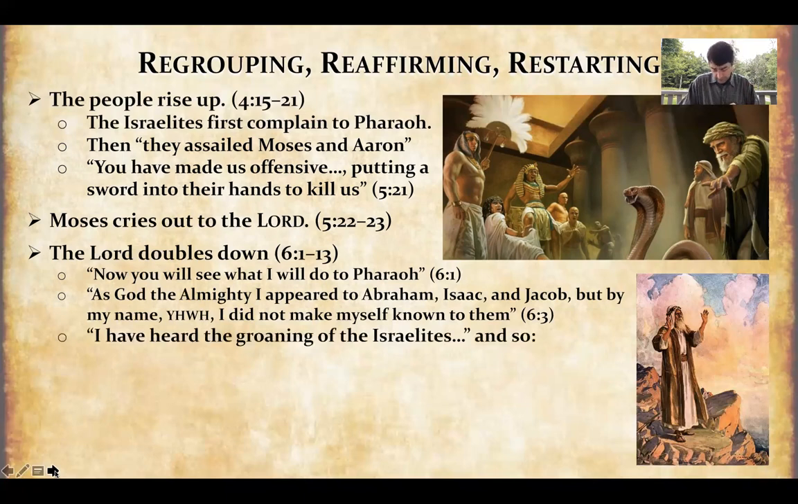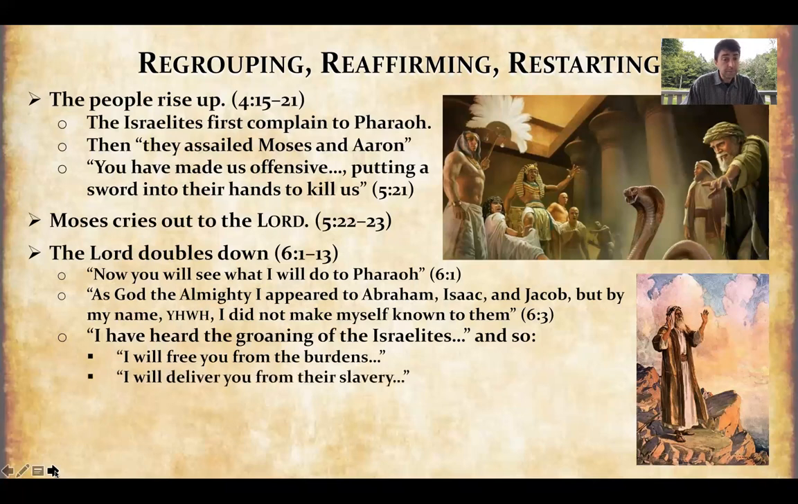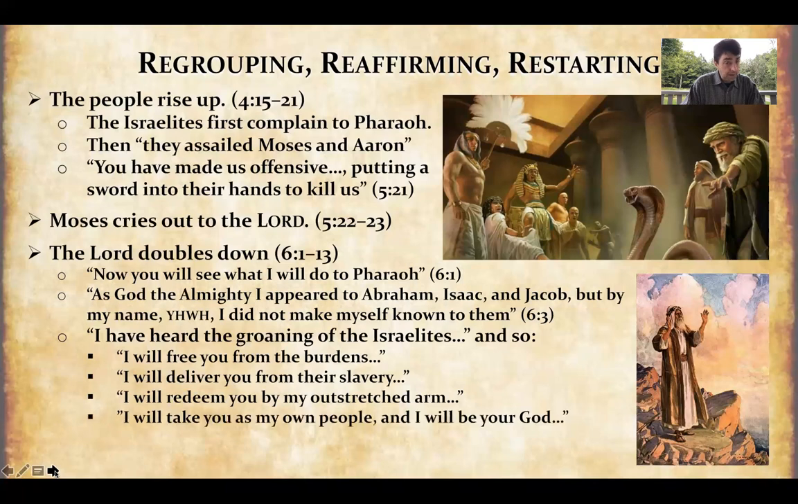And here is where he gives these 4 promises, which are known and revered in the Christian and Jewish faith, where he says, "I've heard the groaning of the Israelites, and so I will free you from the burdens of the Egyptians, and I will deliver you from their slavery. I will redeem you by my outstretched arm, and I will take you as my own people, and I will be your God. And you will know that I, the Lord, am your God who has freed you from the burdens of the Egyptians." This is chapter 6, verses 6 through 7.